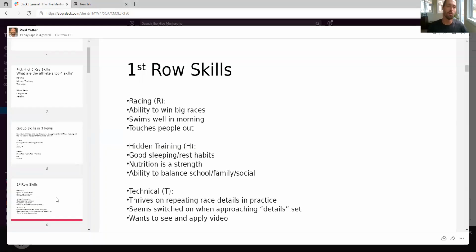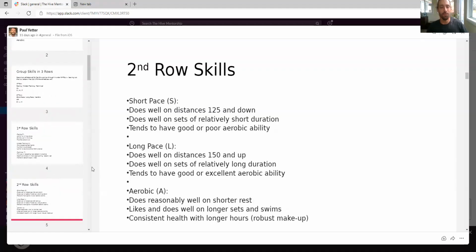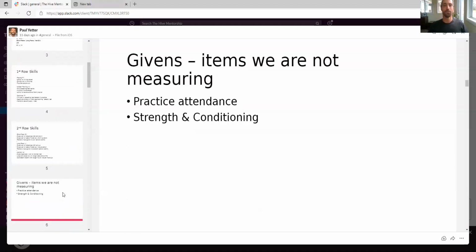I'm not going to go through all the different things, but basically you have 4 of those 6 skills that really stand out. You can read through each skill. It's got 3 different ways that you can use to define and think about your athletes.